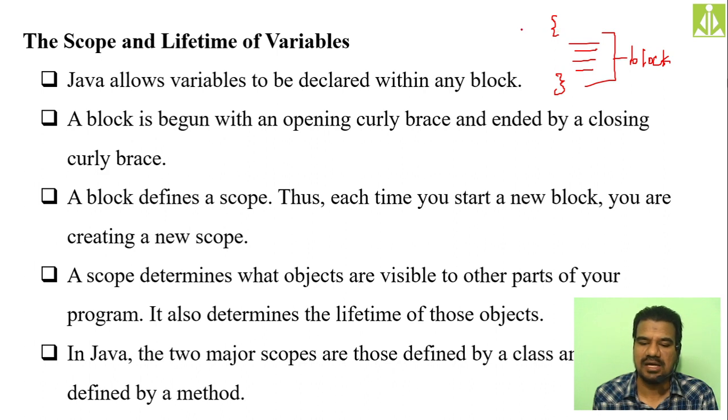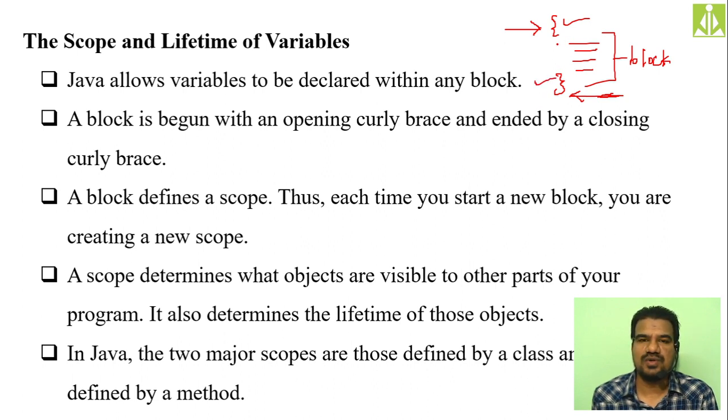When you are starting the opening curly bracket in your programming, this is the beginning of a new scope. And when you are closing the curly bracket in your programming, this is the closing of a scope. So over here the scope will start, and over here the scope will end.